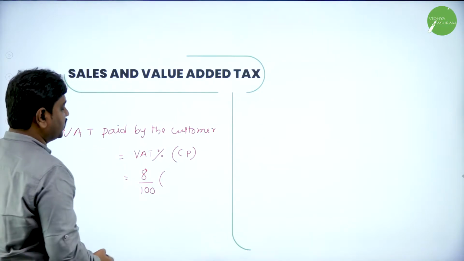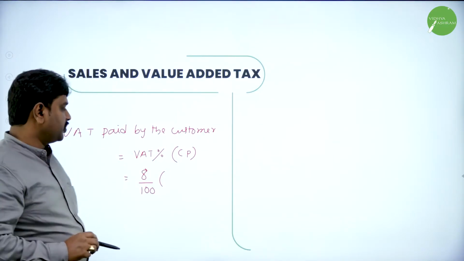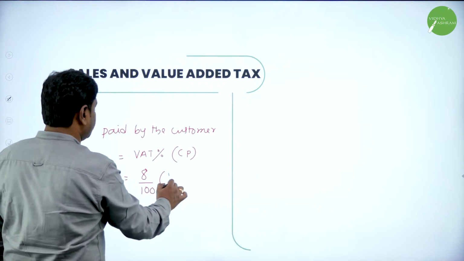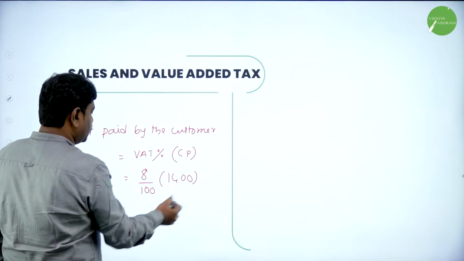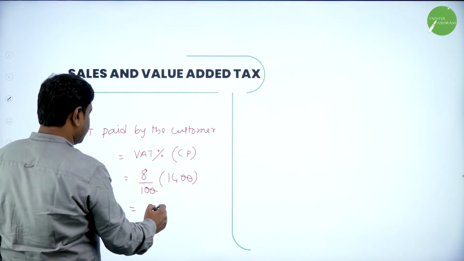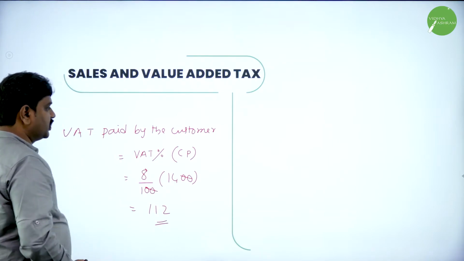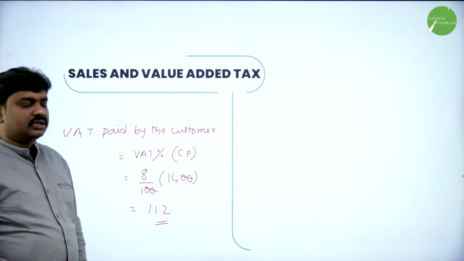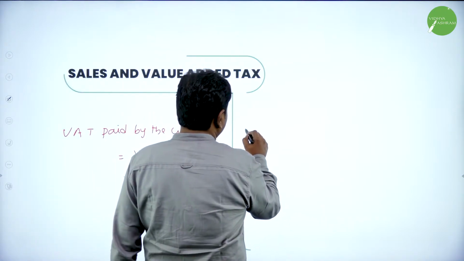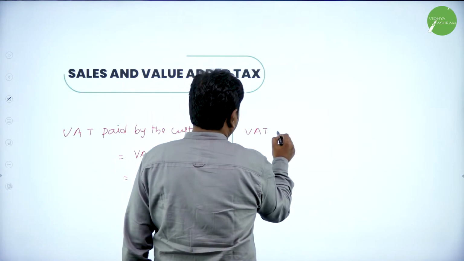Then VAT paid by the customer. Customer also will pay 8% and he is purchasing for what? 1400. 8% of that 1400 he will pay as tax. So 2 zeros cancels, multiply 112 rupees. This is the VAT paid by the customer. So now VAT deposited to the government.